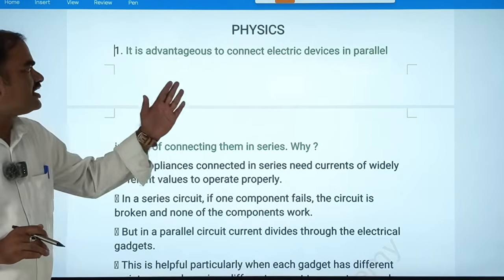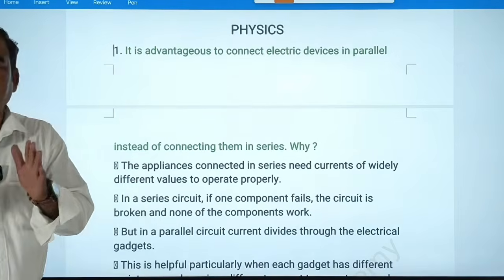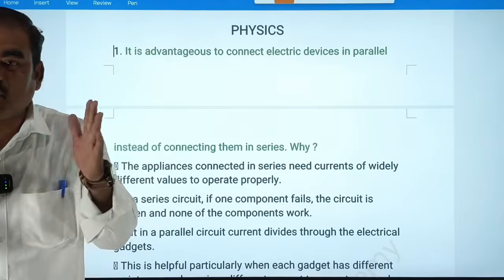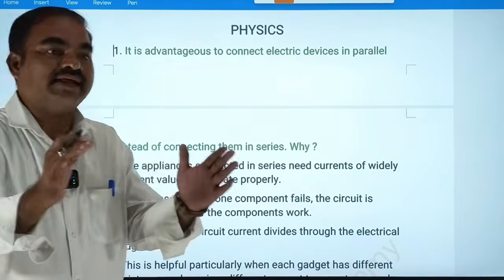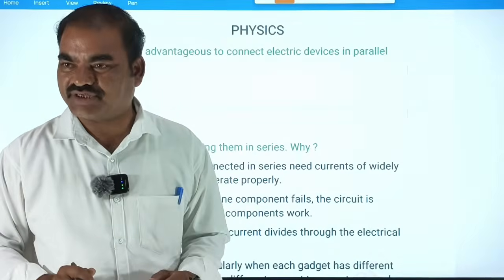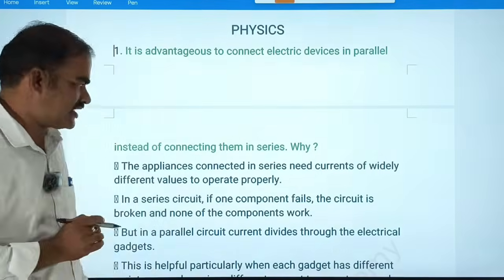It is advantageous to connect electric devices in parallel instead of connecting them in series. Why? Why in all our homes are we using parallel connections instead of series connections? In a series connection, what happens? Very simple, I will explain here.